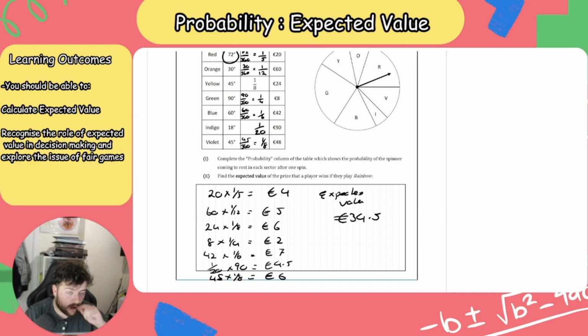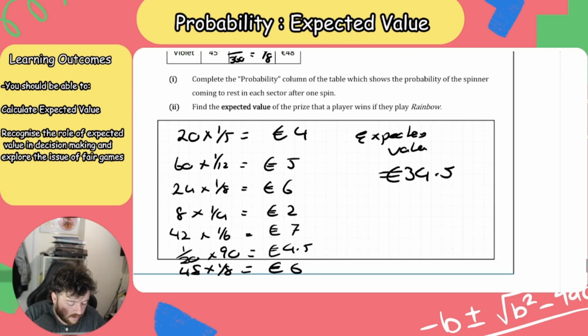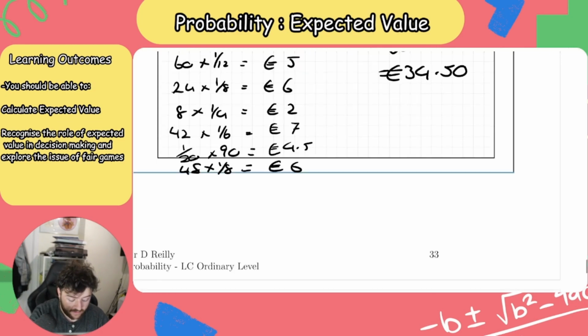34.5 euro. So on average, if you were to play this game, you can on average win 34.5 euro. If you were to put this in context, in order for you to make a profit on this game, the cost of entry has to be less than 34.5. If the person running the game wants to scam you out of money, they're going to make the ticket price bigger than 34.5, and if it's a fair game, the ticket price will be 34.50.